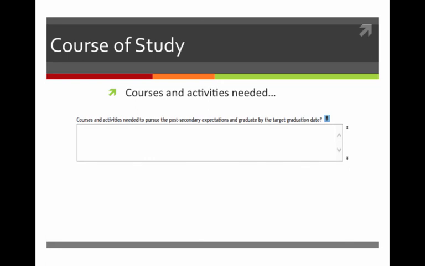Courses and activities needed. Document the courses and activities needed to pursue the post-secondary expectations and graduate by the projected date. The team may include specific courses needed, community-based experiences, or other activities needed to assist in the transfer of functional performance of academic, working, and living skills to real-world situations.